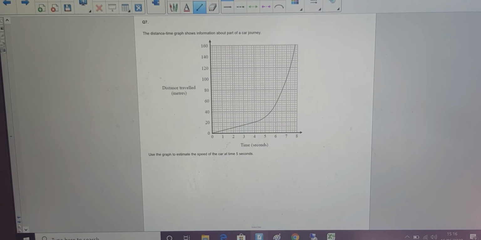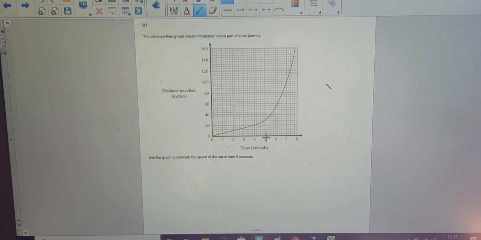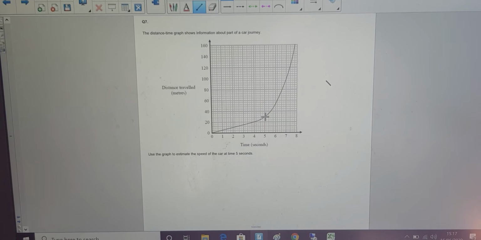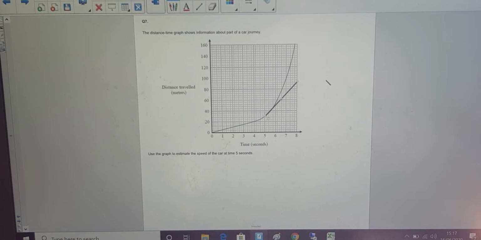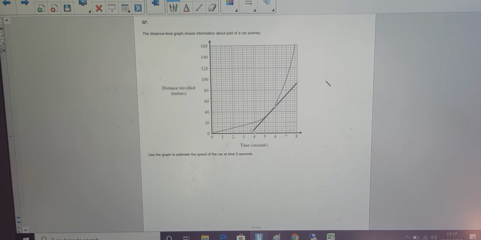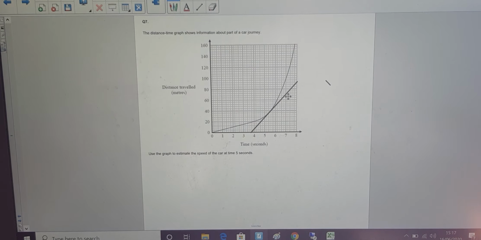Whenever I draw a curve and I need the speed at a particular point, I draw a tangent. So I'm going to get my straight line. I'm going to come up to 5 and I'm going to go here best I can, and that's why they'll give you a range on this. I don't think that's a particularly good tangent, guys. I'm just going to change it slightly.